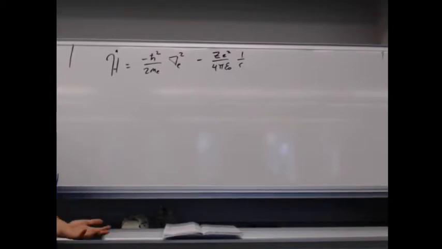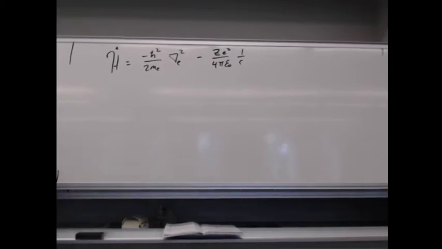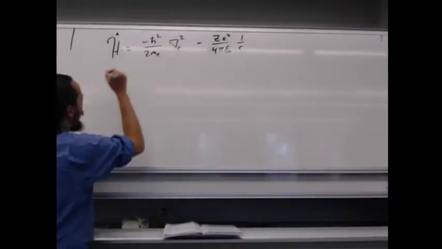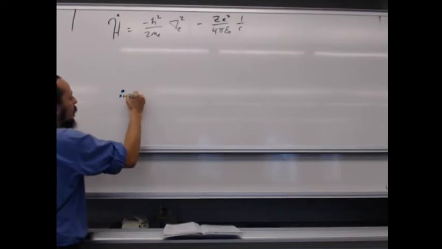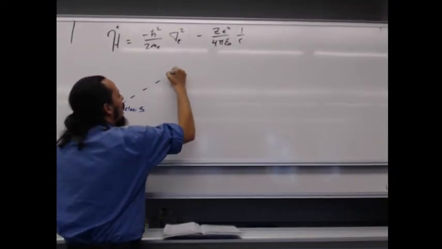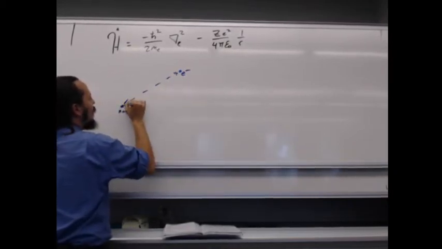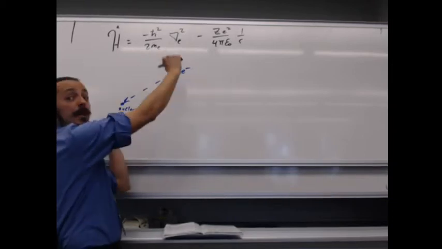Where's the nucleus? Right? So this equation is already a simplification of what's actually going on. What's actually going on is we really do need to think about the nucleus. And we have to think about some electron that's some distance away from the nucleus. And technically, the nucleus and the electron can both be moving.